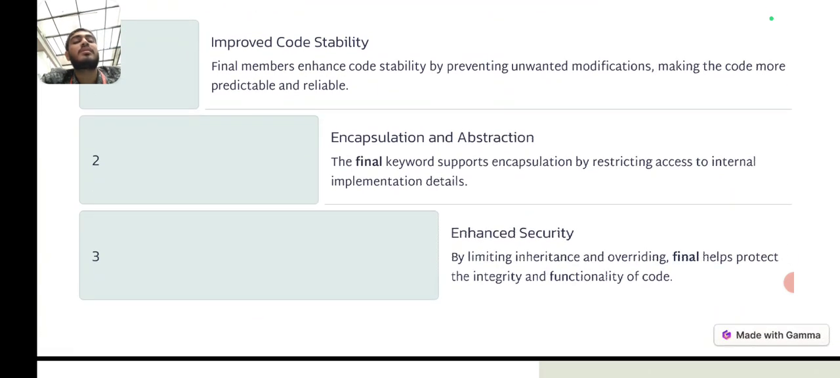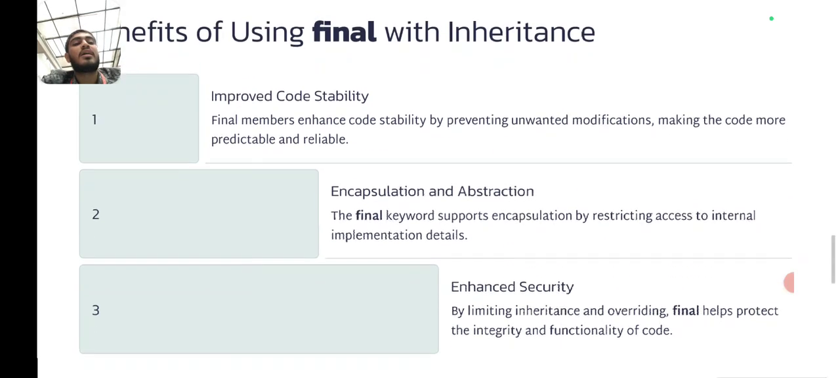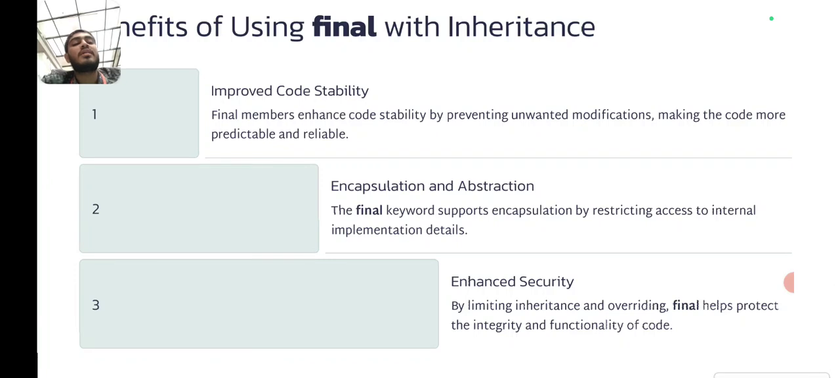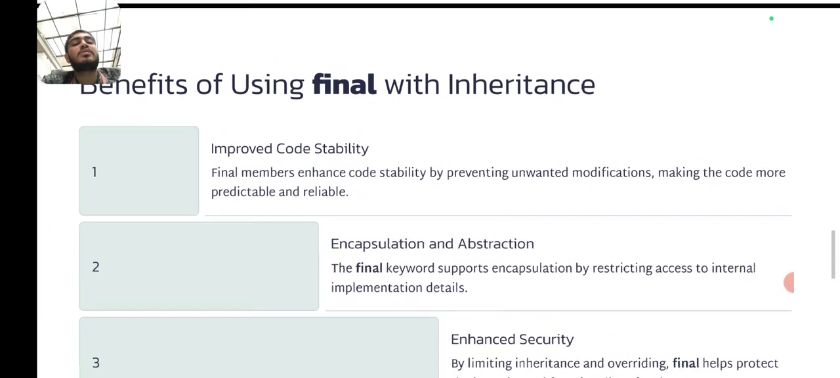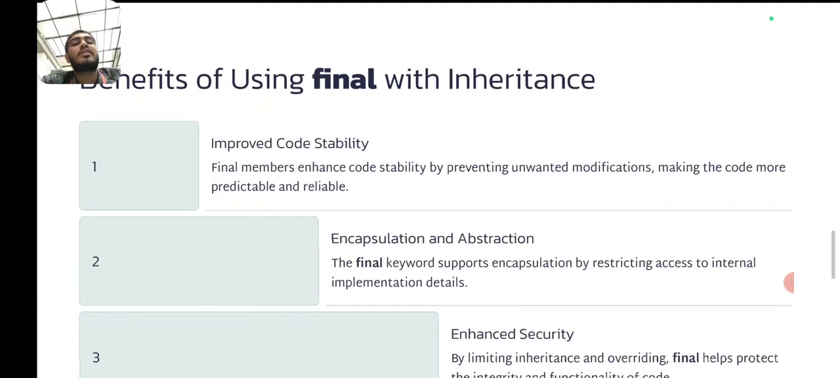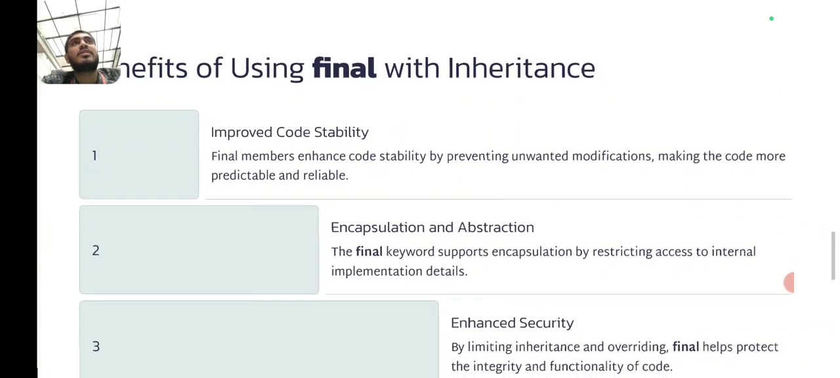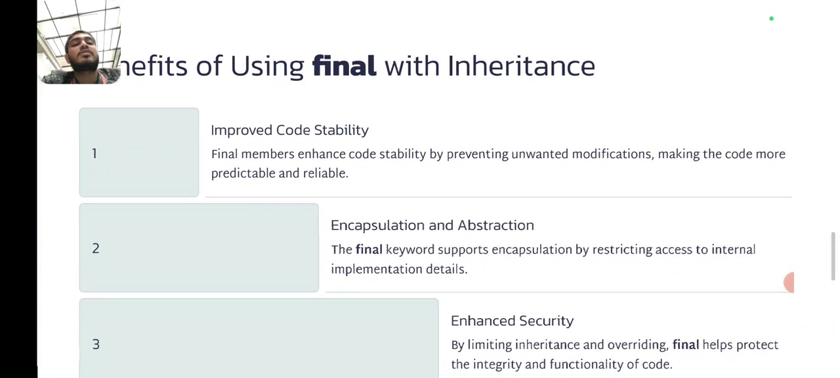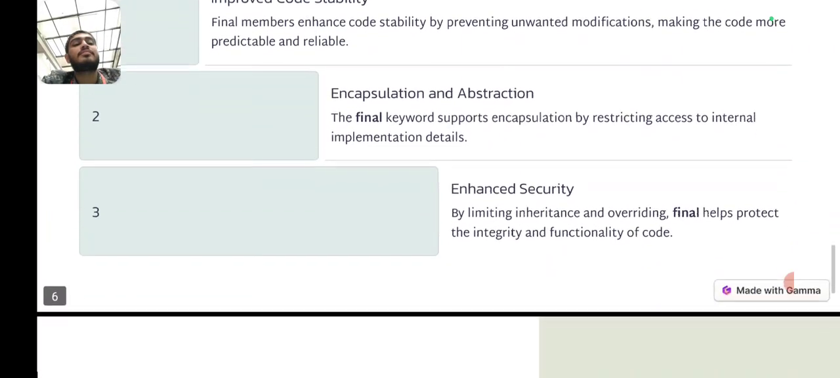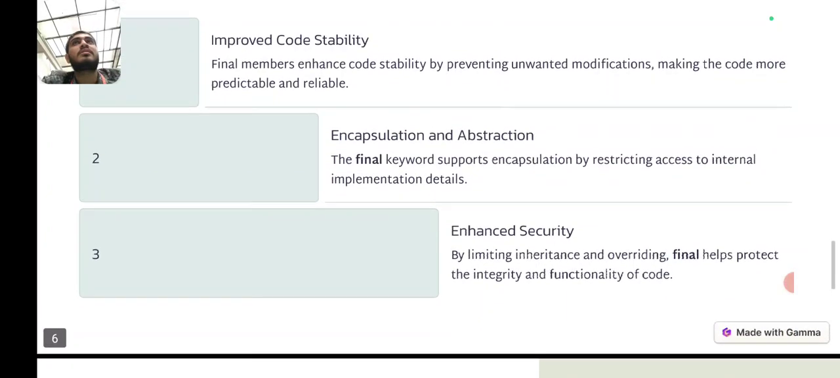Encapsulation and abstraction. The final keyword supports encapsulation by restricting access to implementation details, and enhances security by limiting inheritance. Overriding final helps protect the integrity and functionality of code. The benefits of using final with inheritance are improved code stability, encapsulation, abstraction, and enhanced security.